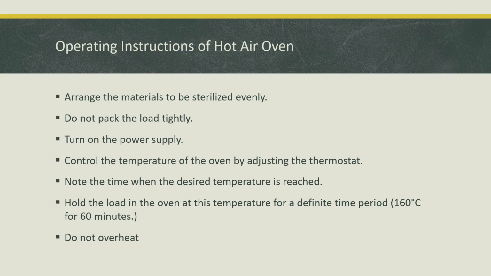Operating instructions of hot air oven: arrange the materials to be sterilized evenly. That is, we have to keep the materials evenly distributed inside the hot air oven. Do not pack the load tightly. Turn on the power supply. Control the temperature of the oven by adjusting the thermostat. Note the time when the desired temperature is reached. Hold the load in the oven at this temperature for a definite period, 160 degrees centigrade for 60 minutes. Do not overheat.